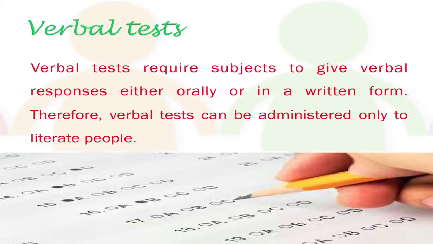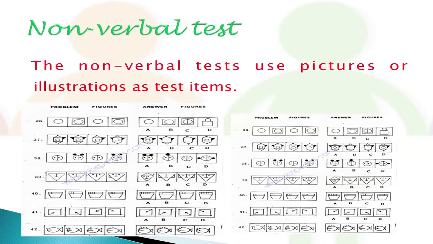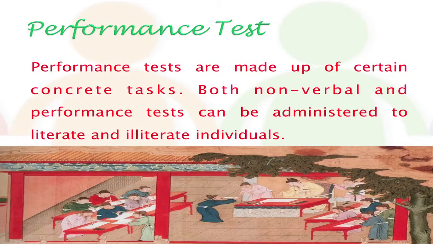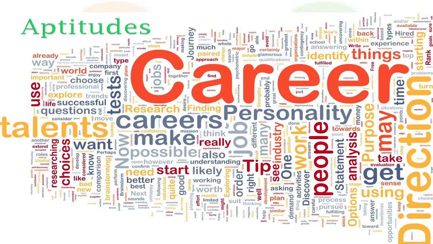Verbal tests require subjects to give verbal responses, either orally or in a written form. Therefore, verbal tests can be administered only to literate people. The non-verbal tests use pictures, drawing, sketch, figure and graphic as test items. Performance tests require subjects to manipulate objects and other materials to perform a task and do not require written language to answer the items. Now, we will discuss aptitudes and interest and their assessment.